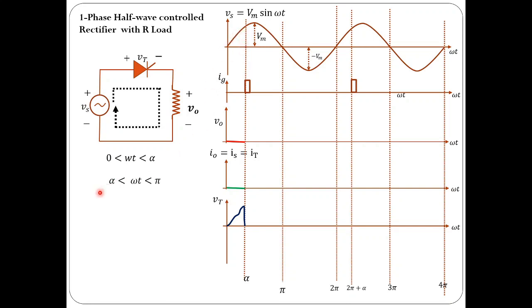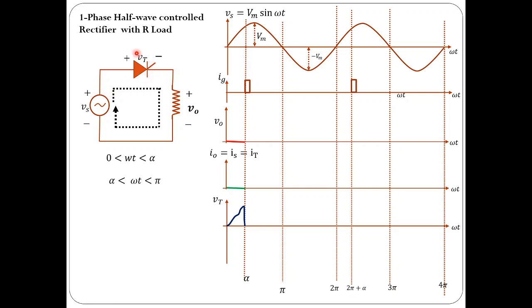Now at alpha, at omega t is alpha, the firing signal is given, so gate current is supplied here, so that this device, which is already forward biased, would be driven into the on state. So from omega t onwards, it would be in the on state, and the voltage across this would fall to 0 suddenly, and then this would be carrying a current which is equal to the on state current, that is, the same as the load current.